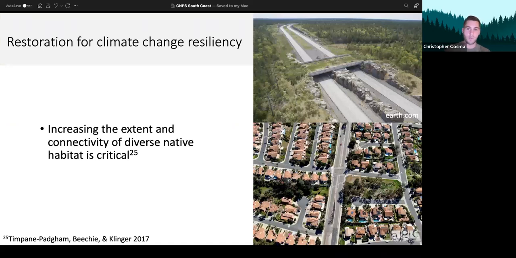We also know that in the context of climate change, increasing the extent and connectivity of diverse native habitat is really critical. So that's why we see a lot of attention on things like habitat corridors that maybe span highways to connect a forest on one side with the forest on the other. And in fact, I've heard that they're instituting one of these near LA pretty soon. But what that also means, increasing this connectivity in landscapes that look more and more like this, is using any amount of land, including our very own yards and gardens, to help in increasing this connectivity of native habitat.